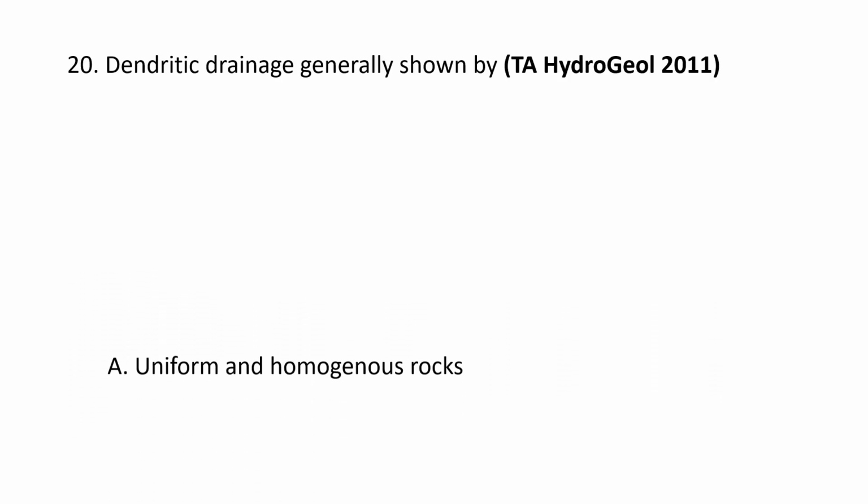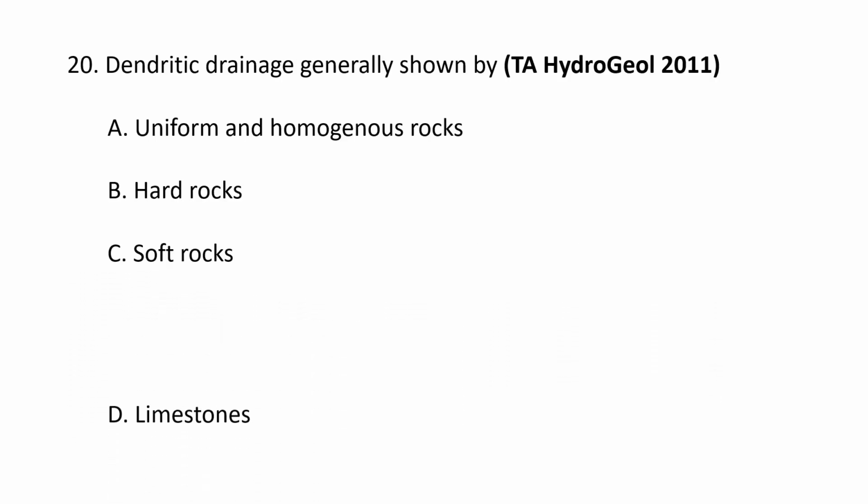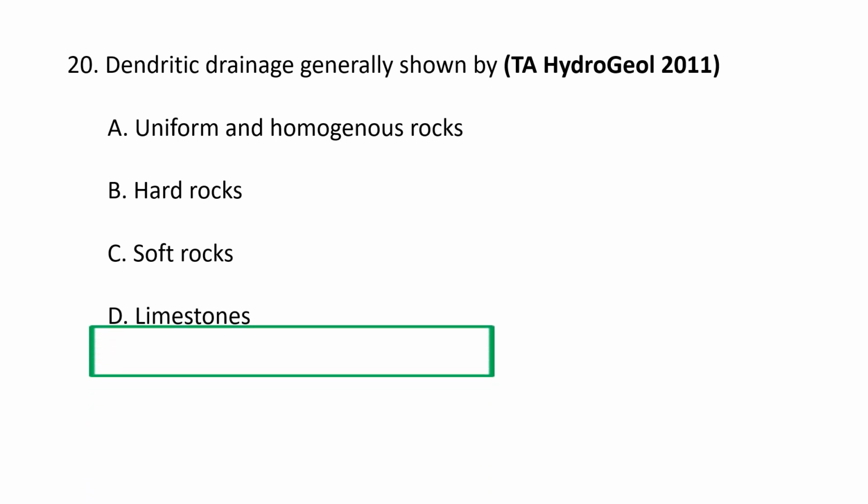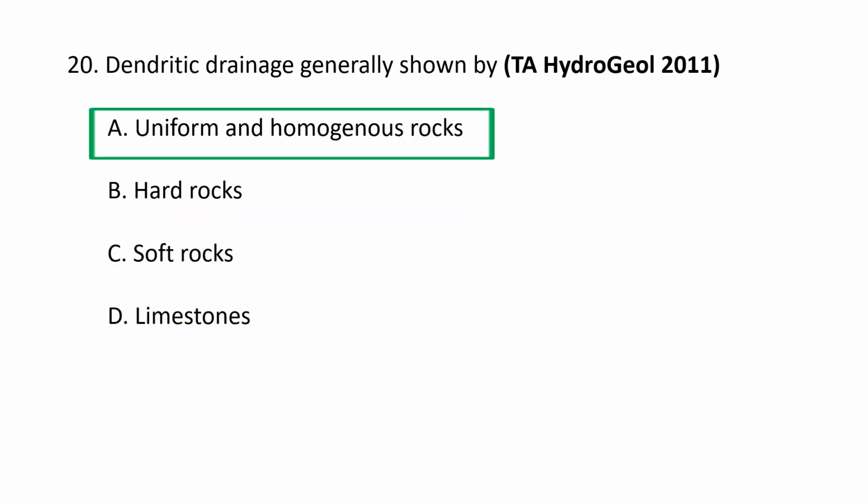Next question. Dendritic drainage is generally shown by A. Uniform and homogeneous rocks, B. Hard rocks, C. Soft rocks, D. Limestones. Dendritic drainage pattern is generally shown by uniform and homogeneous rocks. This dendritic drainage pattern is formed when the river channel follows the slope of the terrain and with its tributaries resembling the branches of a tree, and it is generally shown by uniform and homogeneous rocks.